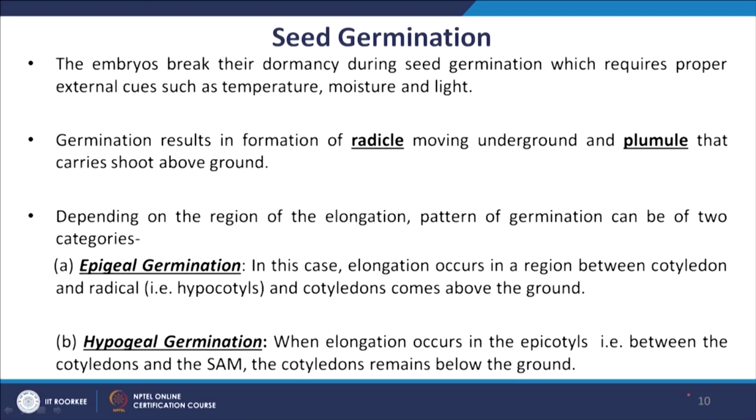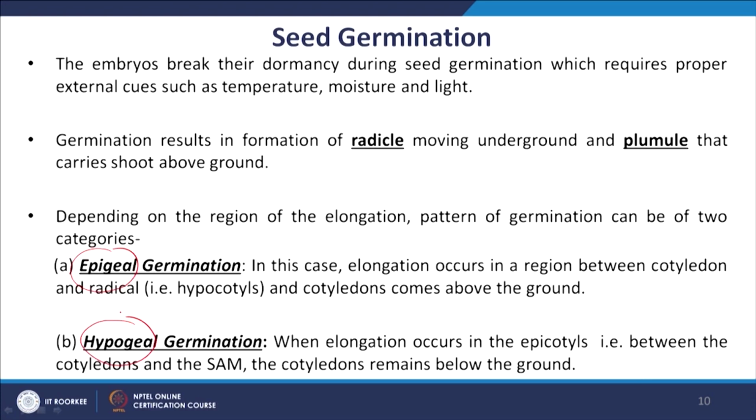The embryo breaks its dormancy during seed germination, which requires proper external cues such as temperature, moisture and light. Seed germination requires extensive cell elongation. Depending on the region of elongation, the pattern of germination can be categorized into two types: epigeal germination and hypogeal germination.